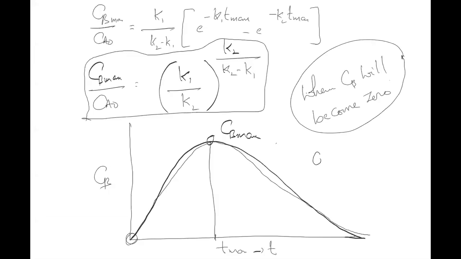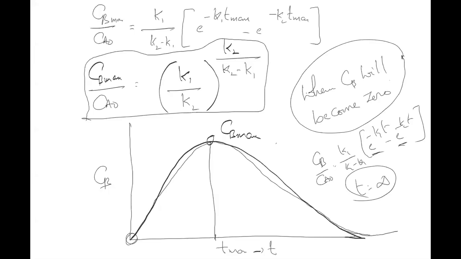So CB by CA naught is K1 by K2 minus K1 times e power minus K1t minus e power minus K2t. So when will this become 0? When t becomes infinity. That means this graph continues. At infinite time, it becomes 0.